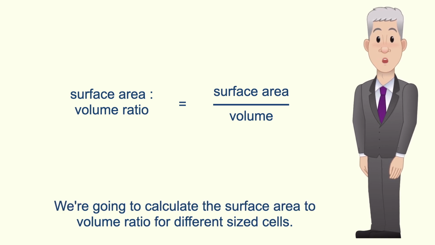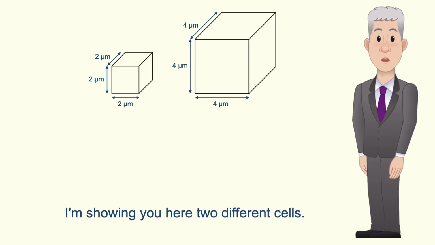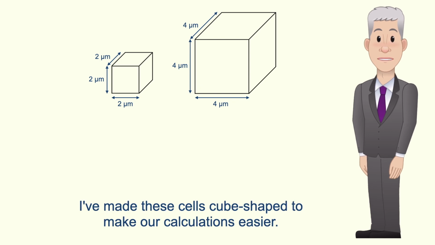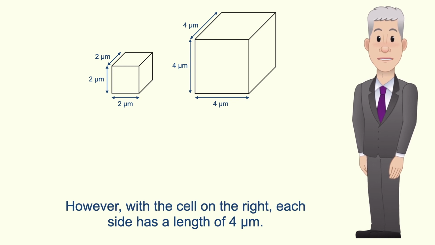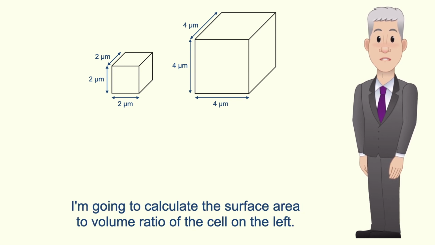We're going to calculate the surface area to volume ratio for different sized cells. I'm showing you here two different cells. I've made these cells cube-shaped to make our calculations easier. Looking at the cell on the left, each side has a length of 2 micrometers. However, with the cell on the right, each side has a length of 4 micrometers. I'm going to calculate the surface area to volume ratio of the cell on the left.